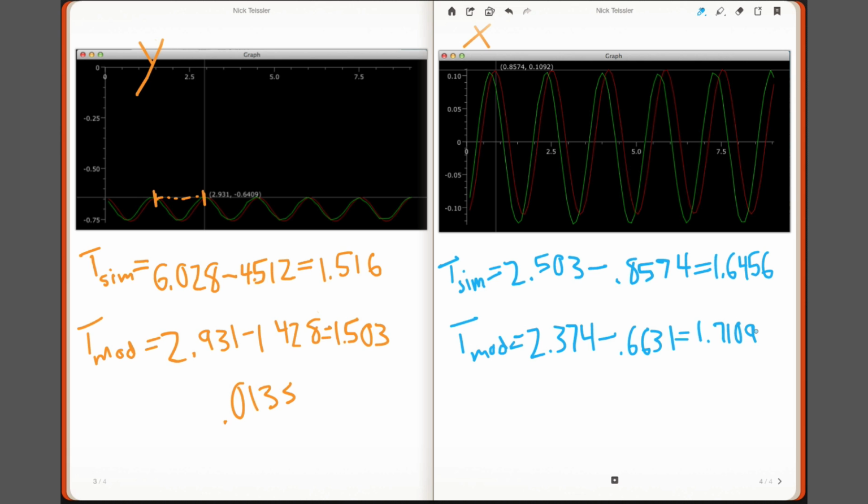In this case, there is a bigger difference between the model and simulation, but the method of just eyeballing the graph here, even though VPython gives us values when we roll over, is still a crude one.